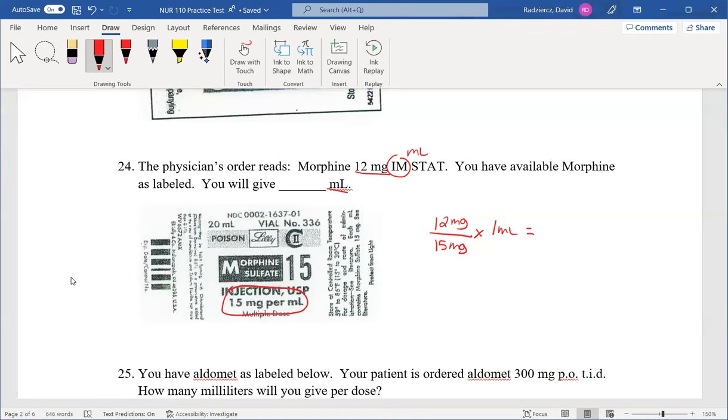12 divided by 15 is 0.8 milliliters. And then if it asks you to mark that on a syringe, you would just do that. Don't round that to 1 milliliter. The answer is 0.8.